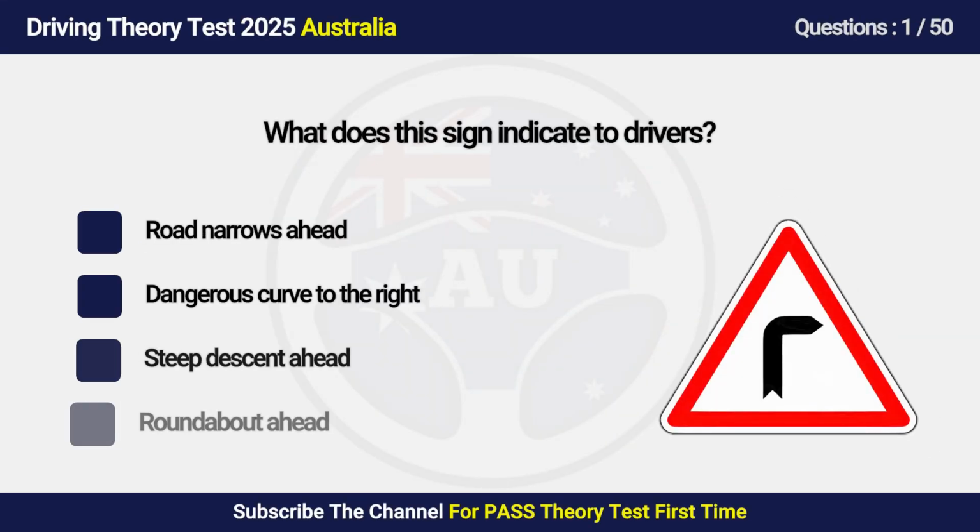Question 1. What does this sign indicate to drivers? A. Road narrows ahead. B. Dangerous curve to the right. C. Steep descent ahead. D. Roundabout ahead.